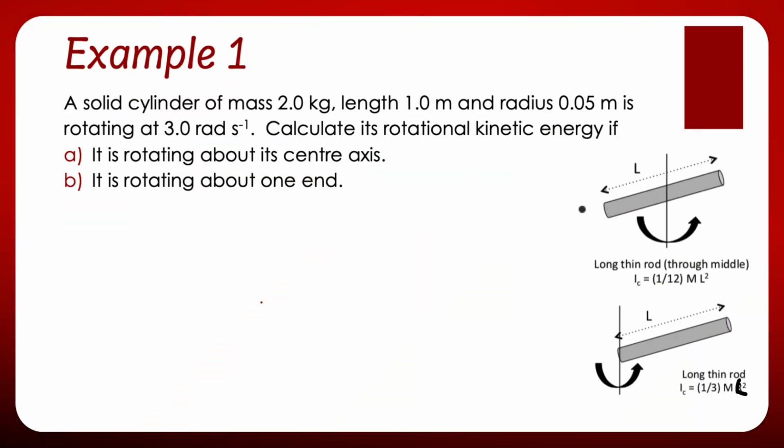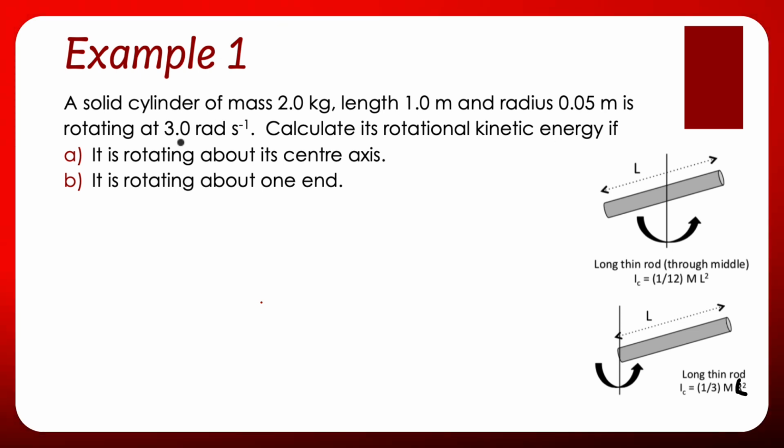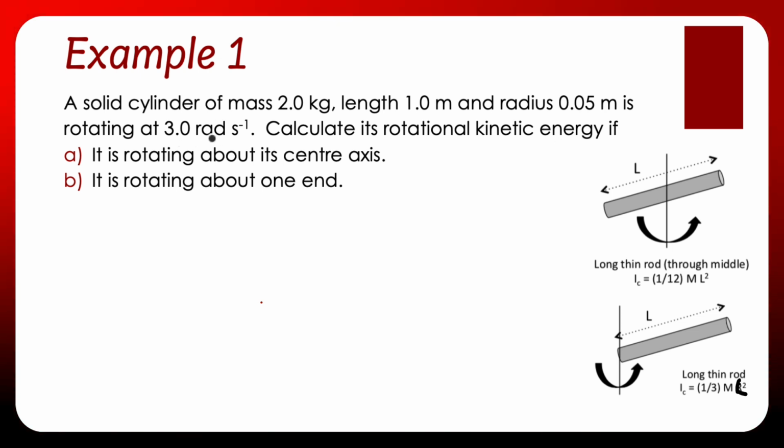Okay, so let's go through an example. I have a solid cylinder here of mass 2 kilograms, length 1 meter, and radius 5 centimeters, and it's rotating at 3 radians per second. I'm asked to calculate its rotational kinetic energy. In the first part, it's rotating about its center axis, like this picture right here.